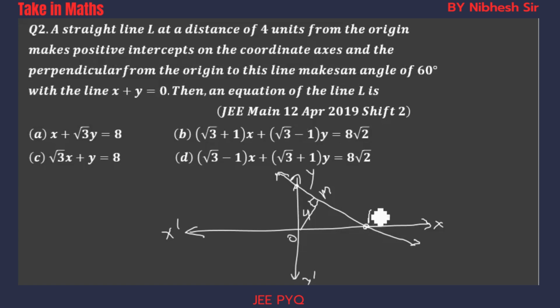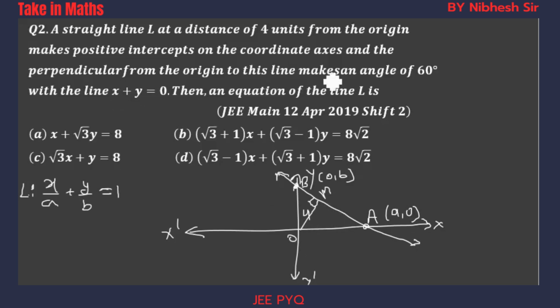Say this point is A comma 0, and I assume this other point as 0 comma B. So the intercept form of the equation of line is x by A plus y by B equal to 1. This is the intercept form of the equation of the line L. And the distance from the origin to this line is 4 units.